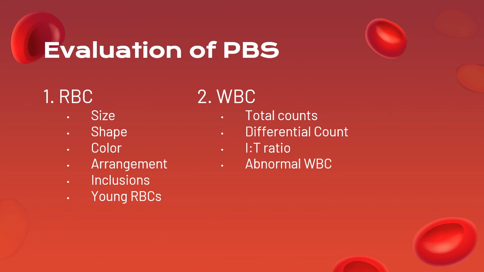Second, WBC. Okay, so we can check yung total counts, differential counts, IT ratio. IT ratio means immature cells to total count ratio. And then kung meron bang mga abnormal WBCs, mga immature, ganyan. Okay?